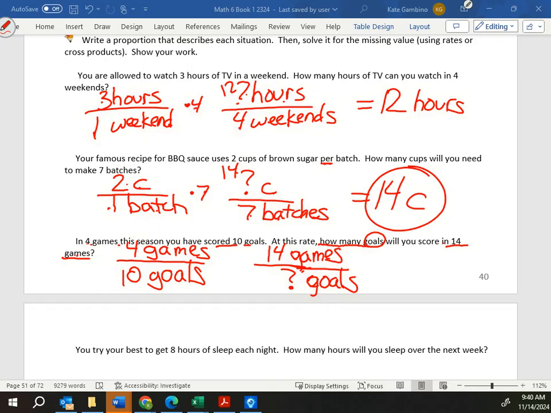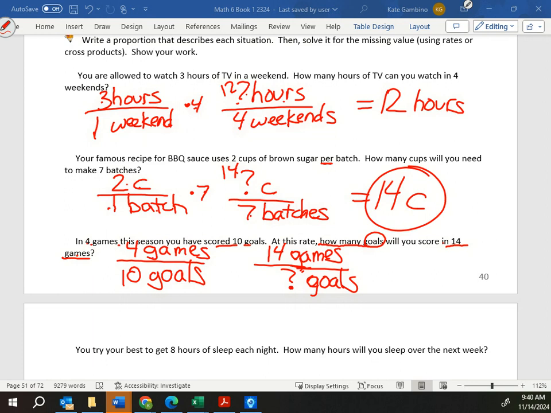What do you think? Oh, this is a complicated one. What do you think we're going to do to solve this? Do you have a guess, James? What was that? Divide it. What should I divide, James? 14. By? 4. James is absolutely right.